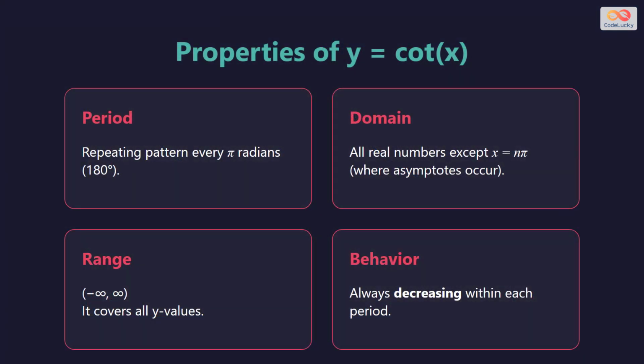Here is a summary of the properties. The period is pi radians, just like tangent. The domain is all real numbers except for multiples of pi. The range is infinite, going from negative infinity to positive infinity. And importantly, the function is always decreasing over its period.